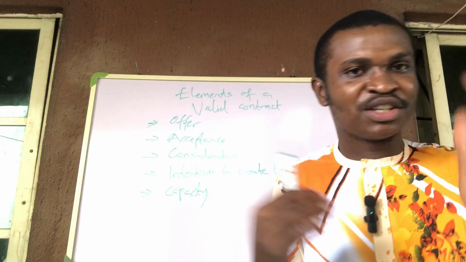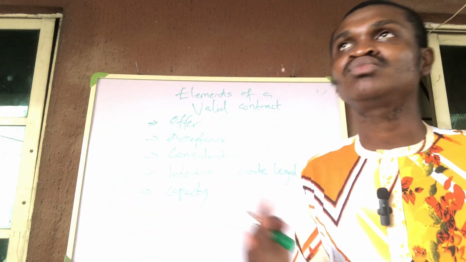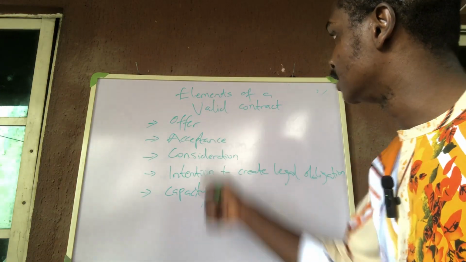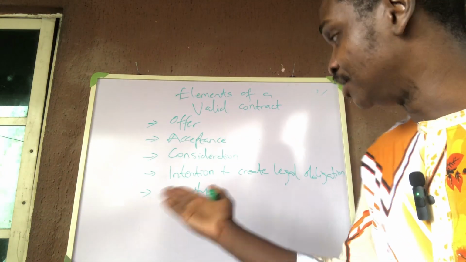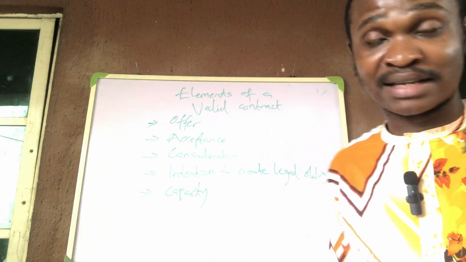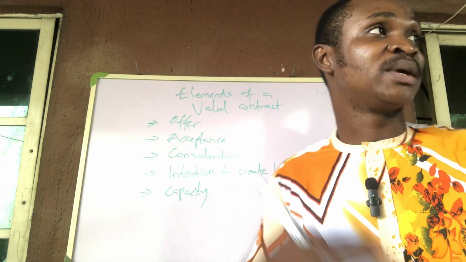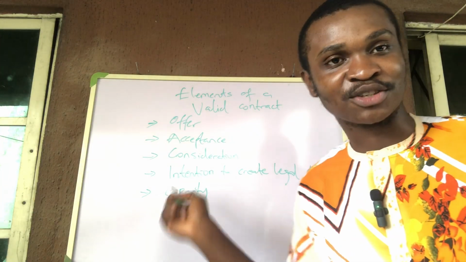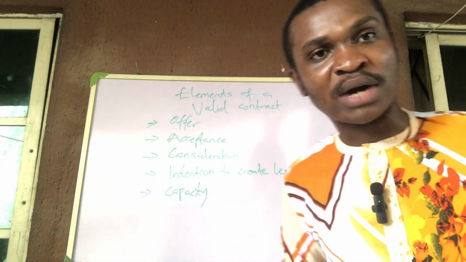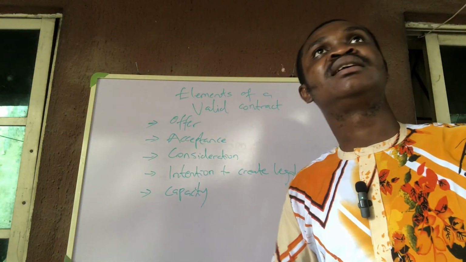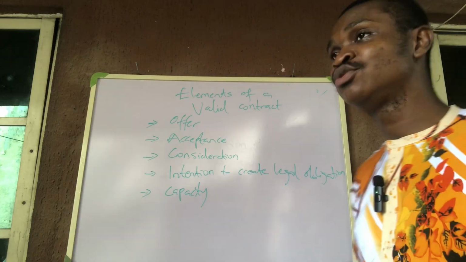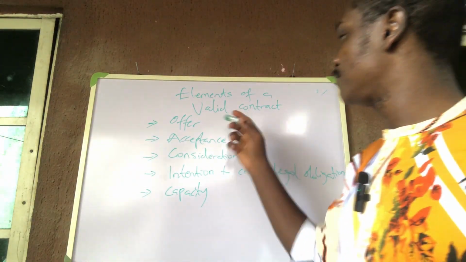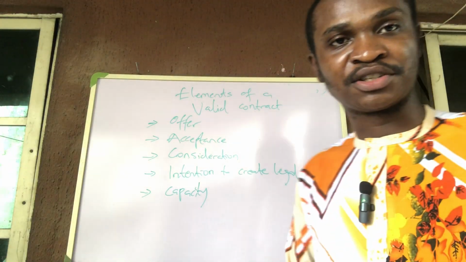Now this capacity, there has been some kind of arguments on whether capacity can form part of the elements of a valid contract. But then it is the basis upon which contracts are made. Why? I believe so. Because if you don't have capacity to enter into a contract, then there is no need talking about whether or not it has offer, acceptance, consideration, or intention to create legal obligation. What do I mean? So if you are maybe, let's say, a minor, and you are entering into a contract. Okay, so offer, acceptance, consideration, intention to create legal obligation, and capacity.